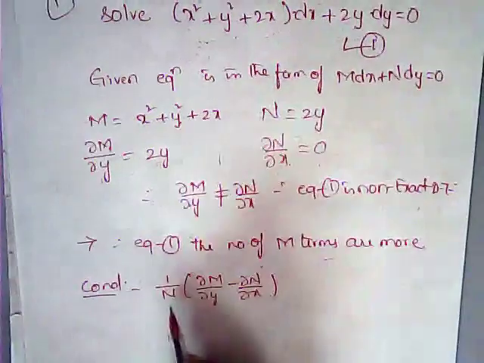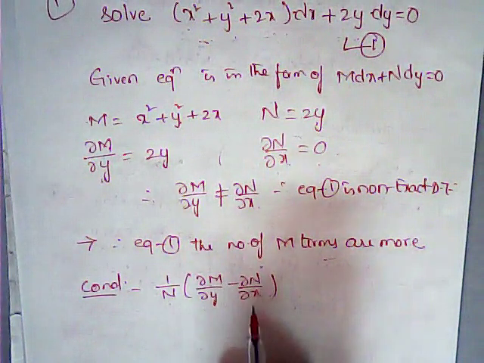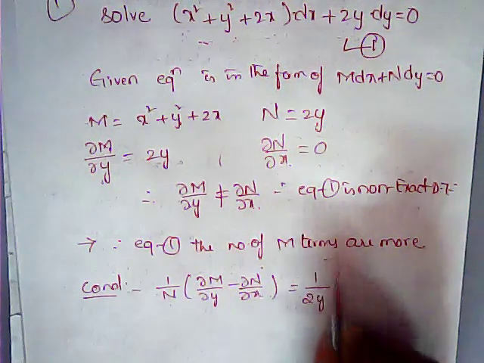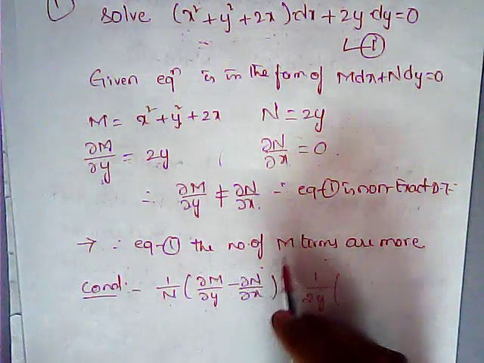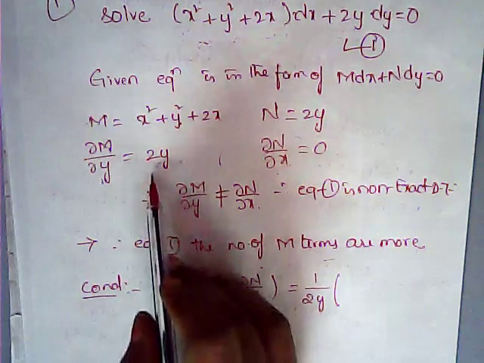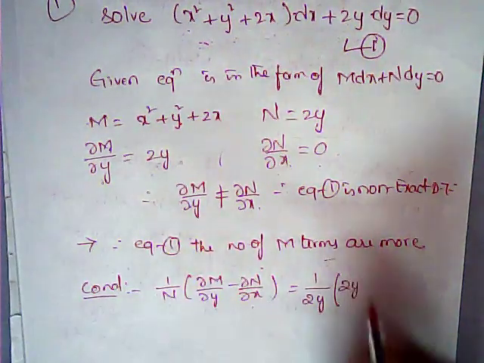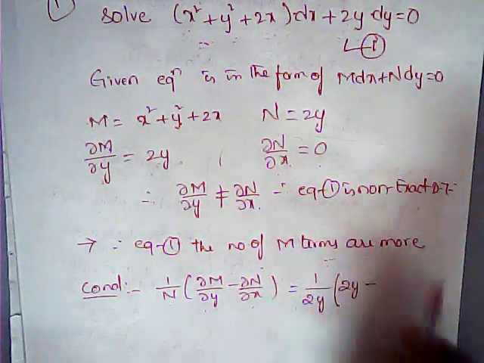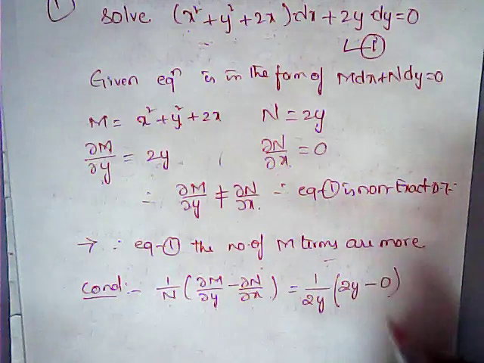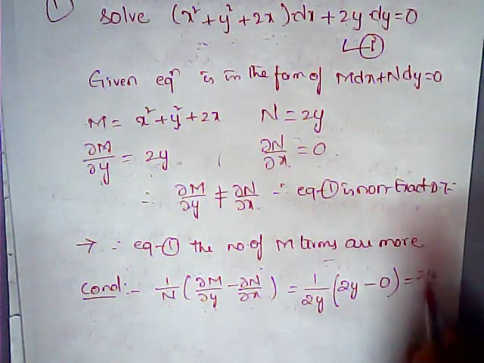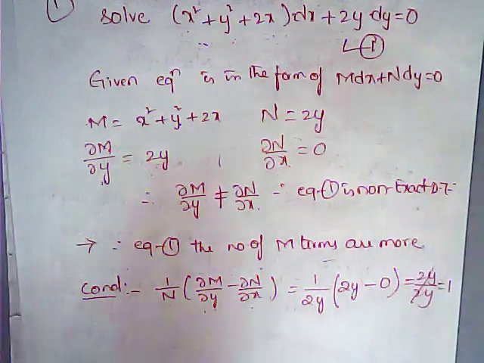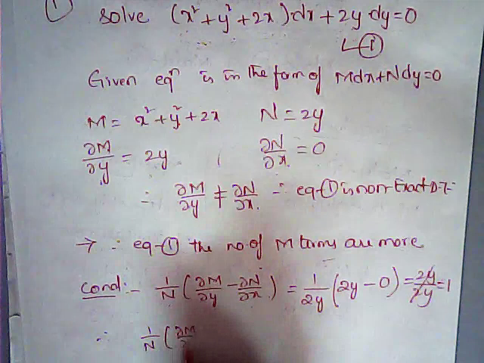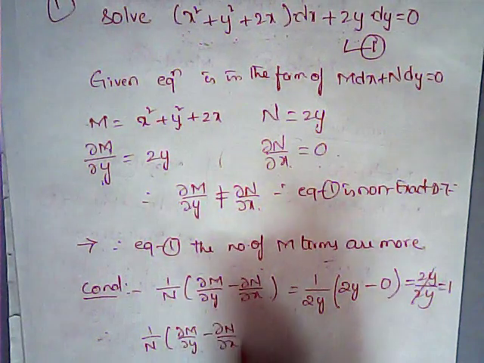You know what m and n are, what dou m by dou y is and what dou n by dou x is. Check the condition here. What is n here? n is 2y, right? And dou m by dou y is 2y, right? So here you go with 2y minus dou n by dou x. What is dou n by dou x here? 0. Now go with it, which is 2y by 2y. Both will cancel and you will get 1. Therefore 1 by n into dou m by dou y minus dou n by dou x is equal to 1.